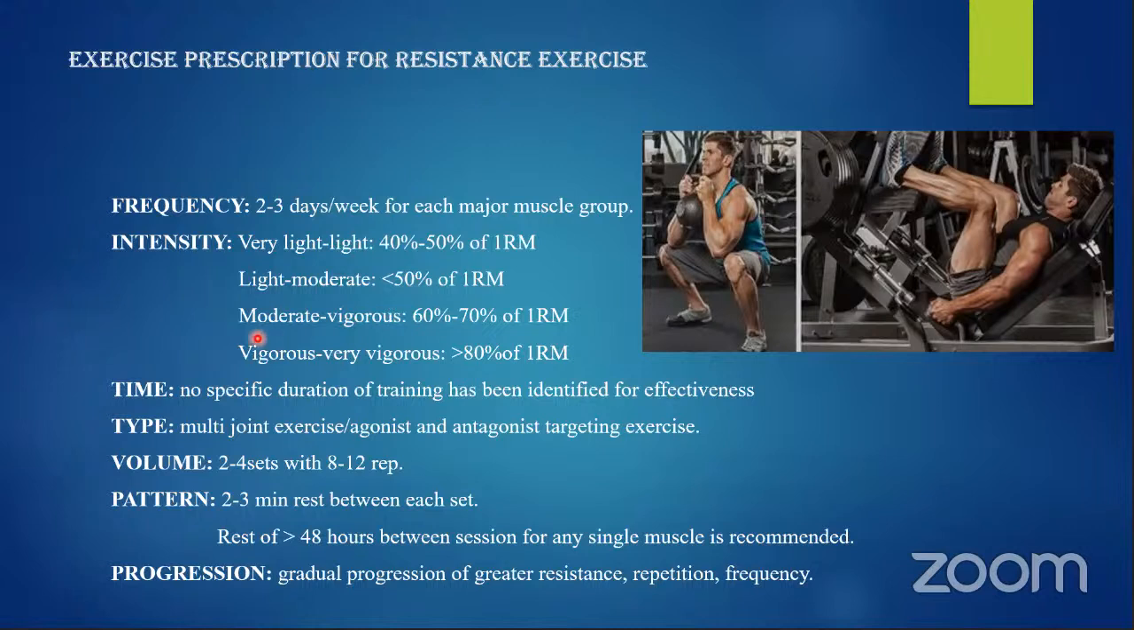Then in case of moderate to vigorous, it is 60% to 70% of 1 RM. Then in case of vigorous to very vigorous, it is more than 80% of 1 RM. In the next upcoming slide, I have explained how to determine 1 RM of a person.